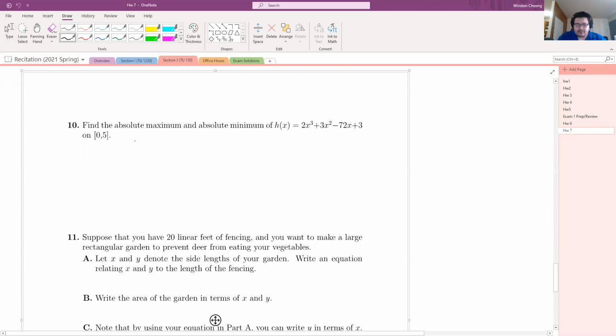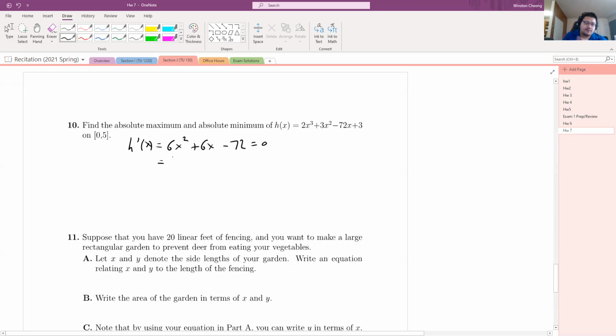And the process for finding the critical points is you take the derivative, set equal to 0, and solve. So that's exactly what we have to do for 10. So we're just going to go and do that. So take the derivative, set equal to 0, and solve. This is going to be 6x squared plus 6x minus 72. We set equal to 0, and we go ahead and solve.